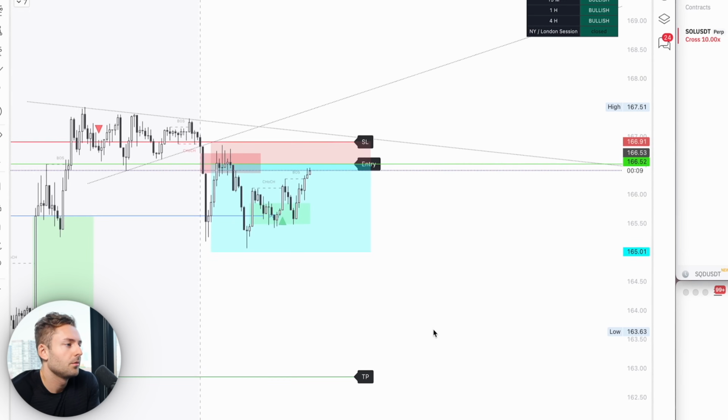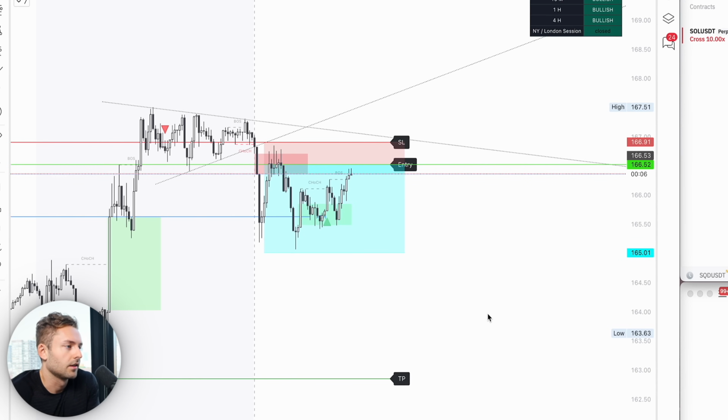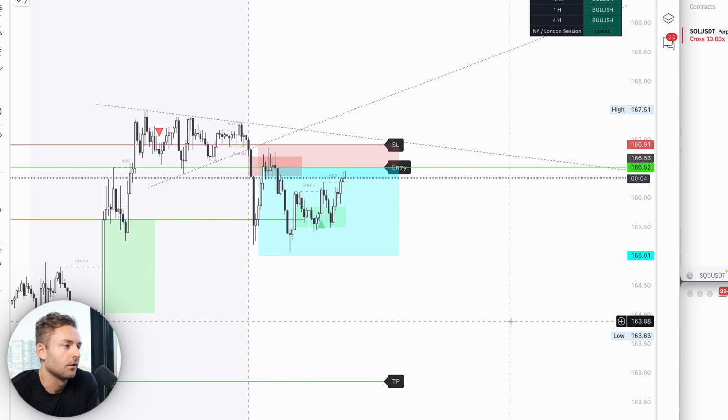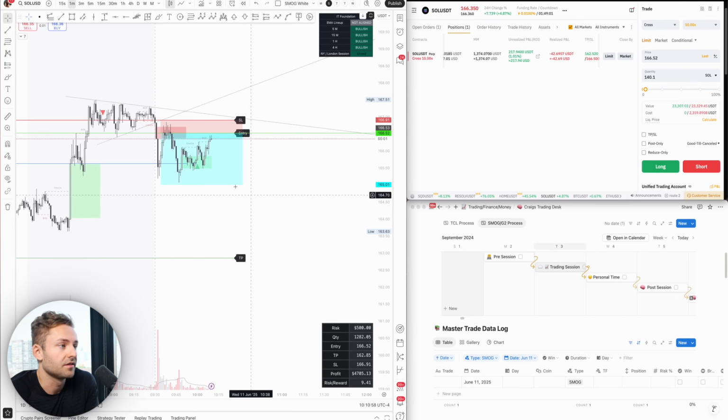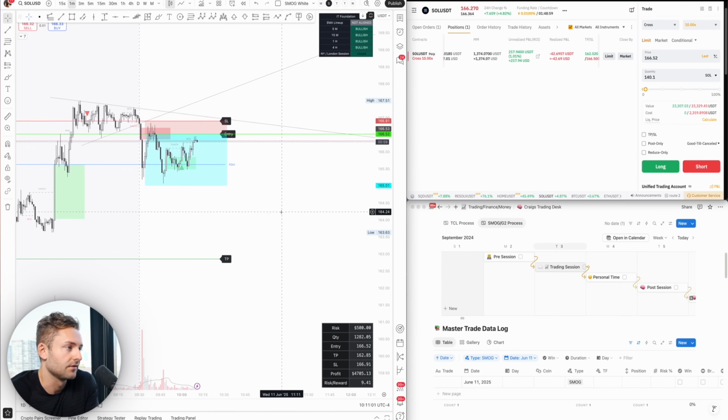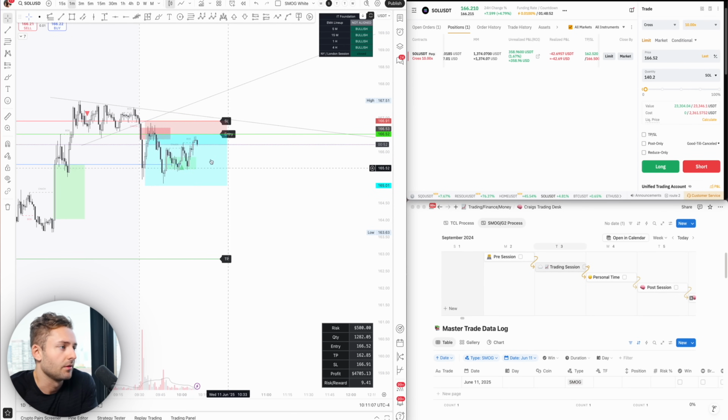Price coming up to our entry. Looks like we are going to have to get out for break even. It looks like it. We don't know. This could flip still, but looks like it's going to be a break even trade. This would have been a nice trade to get into if we weren't already short.